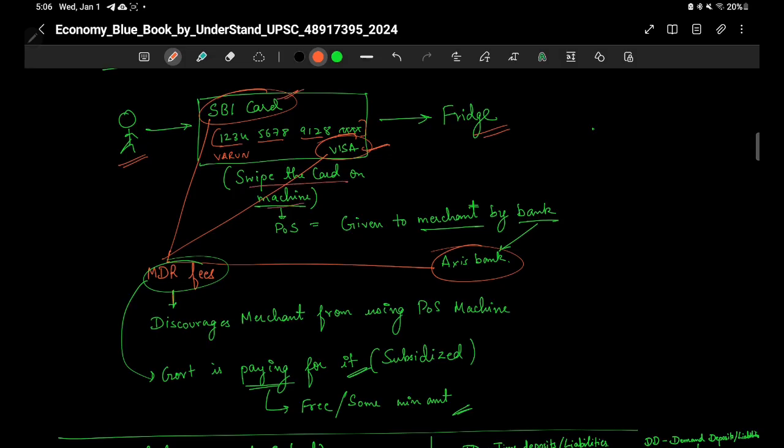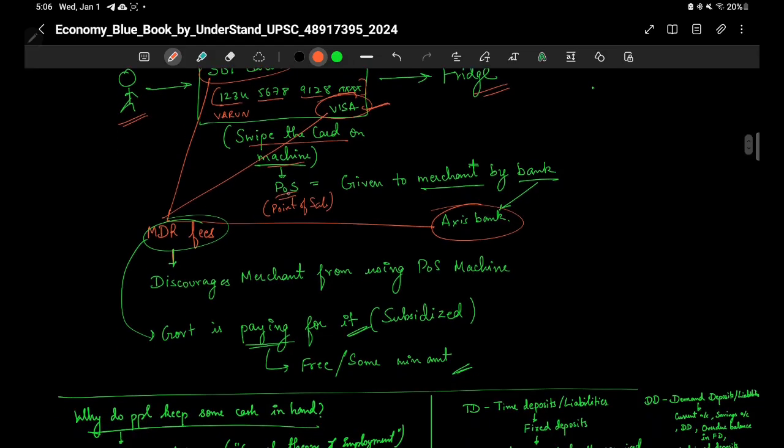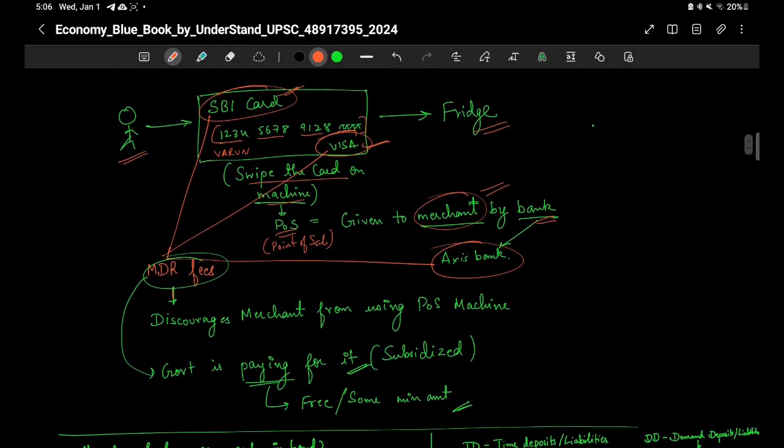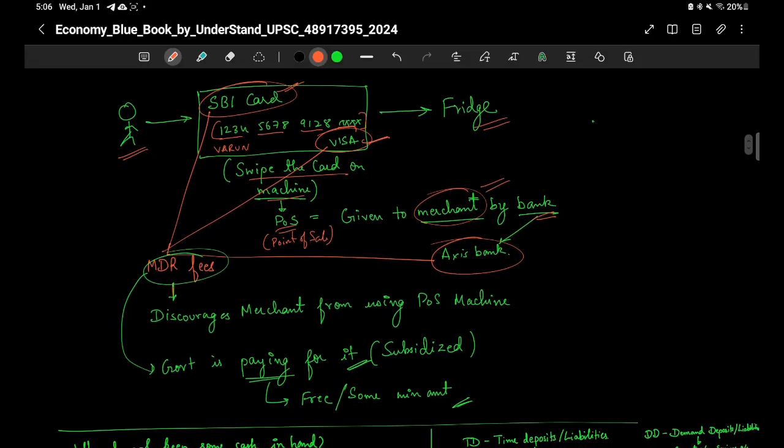Now what I will do, I'll swipe the card on the machine. What is that machine called? POS machine, point of sale machine. This machine will be there with the merchant, and merchant means the shopkeeper. And this machine will be given by the bank to the merchant. Let's say Axis Bank gave this to the merchant. So once I swipe that card to buy the fridge, 3 people are going to deduct money from this poor merchant. Who are those 3 people?